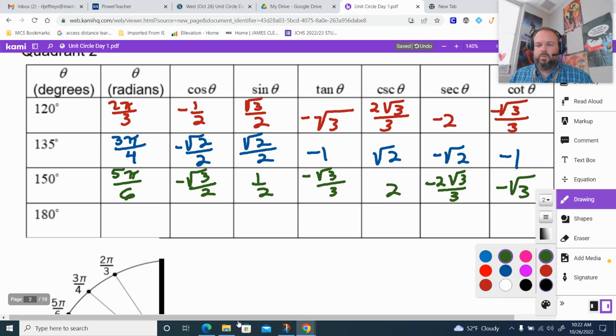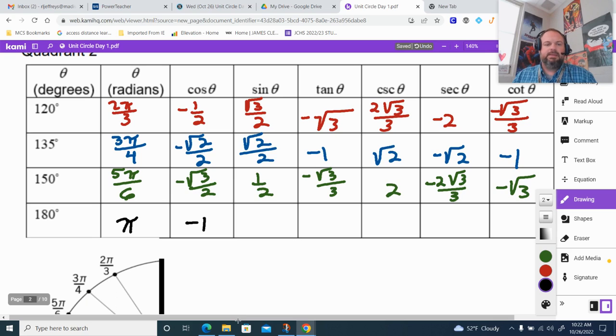And then 180. Yep, this is just pi. Me oh my, I love pi. Undefined, -1, and undefined. Okay.